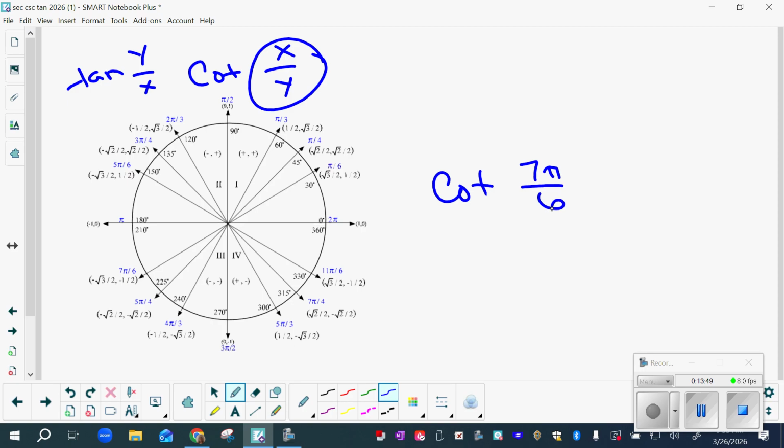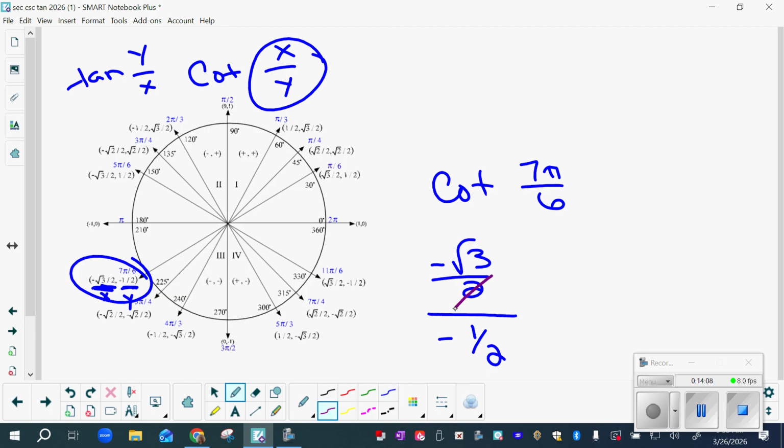Going to go to 7 pi over 6. And on this one, I'm going to put this guy on the top and this guy on the bottom, right? Because it's cotangent. So negative root 3 over 2. Watch how nice this is. Negative 1/2. I'm going to do a little cheaty cancel. So guess what I get? Oh, and those cancel. If you got root 3 over 1 or just root 3, you are awesome.